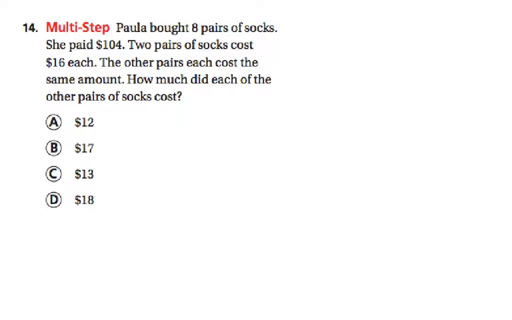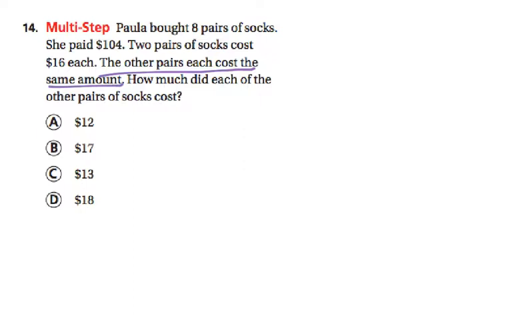Okay, in number 14, it says, Paula bought 8 pairs of socks. She paid $104. Okay, so she got 8 pairs of socks, $104. It almost seems pretty straightforward, right? Like we're just going to divide. But let's keep reading on to see if that's the case. 2 pairs of socks cost $16 each. The other pairs each cost the same amount.